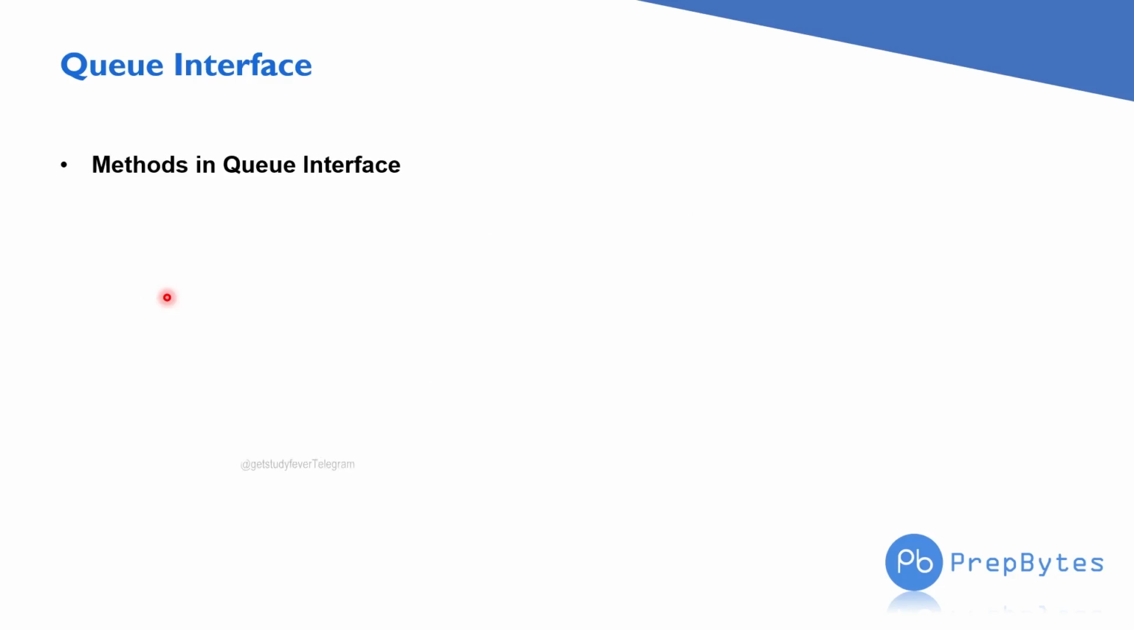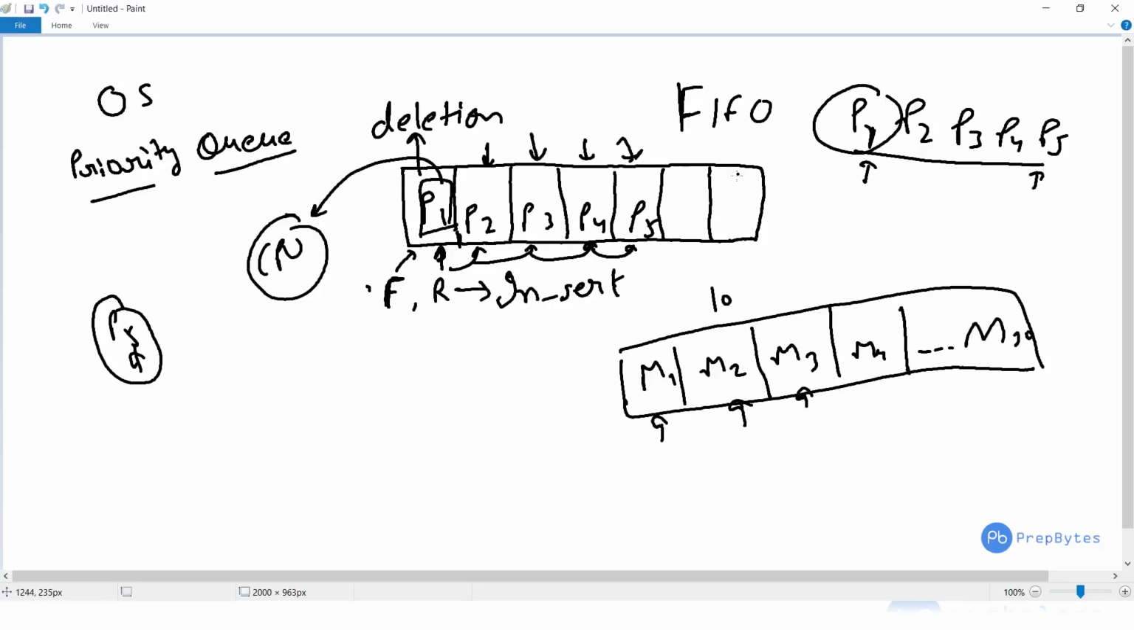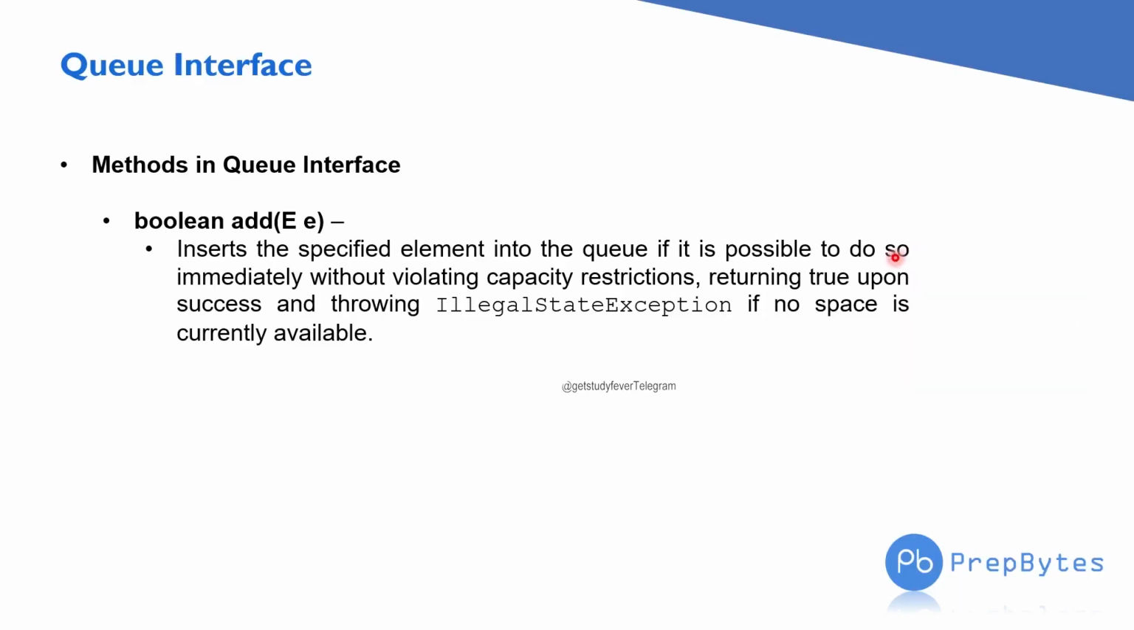Next point is, let's see the methods in the queue interface. The first one is boolean add. What does boolean add do? It is simple. It adds the element inside the queue without violating the capacity restrictions. If my queue is of size 10, for example, then without violating the capacity restrictions, add will add these elements. Now in case of the 11th element, there are two types of queue: we can have a bounded queue or a growable queue, correct? If we are using a bounded queue, then on the 11th insertion it will simply throw an illegal state exception if there is no space currently available.